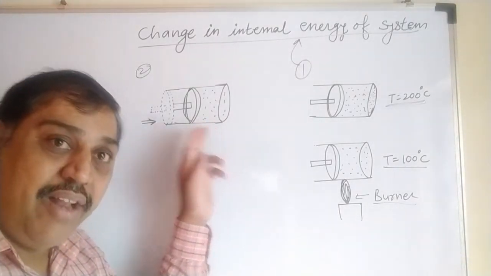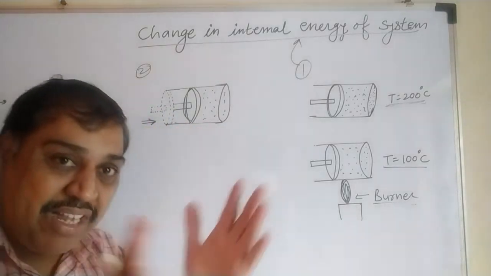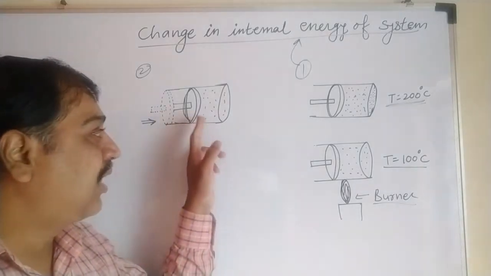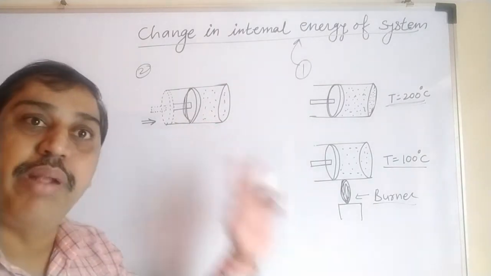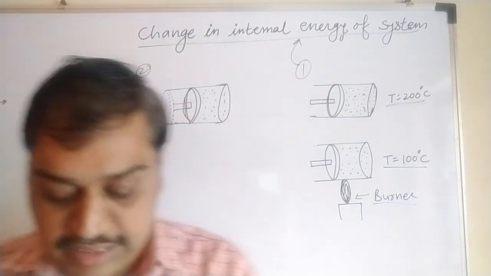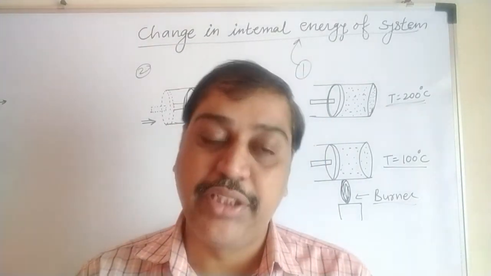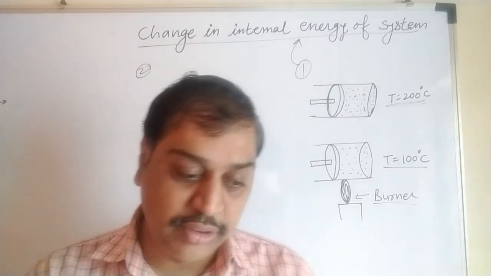So what we have done, we have compressed the gas. Just pressing the piston, the volume gets decreased. There is compression of the gas, and due to that compression, the internal energy of the gas can increase. So these are the two methods by which the internal energy of any system can be changed: either by heating the system or by compressing that system.